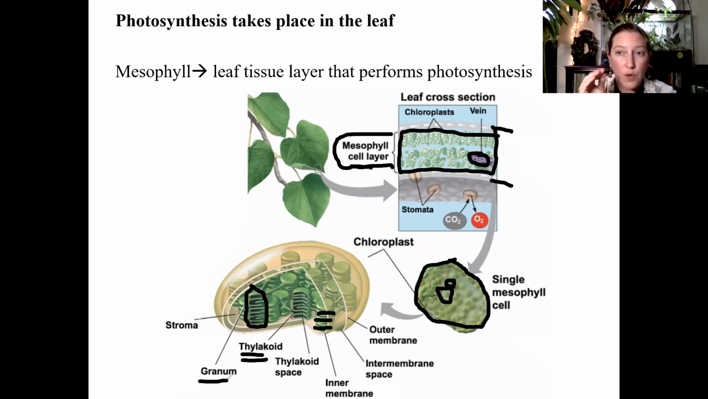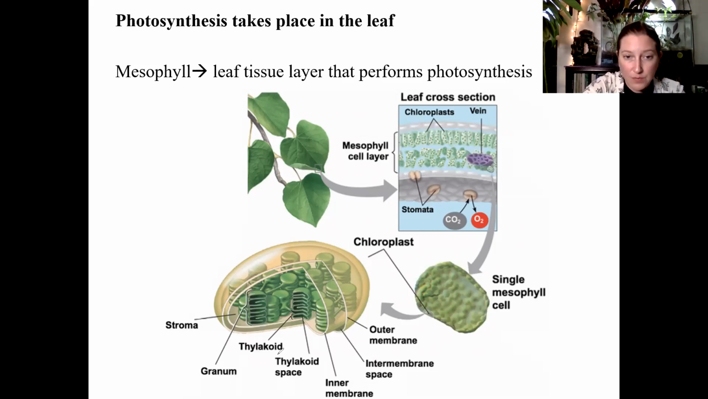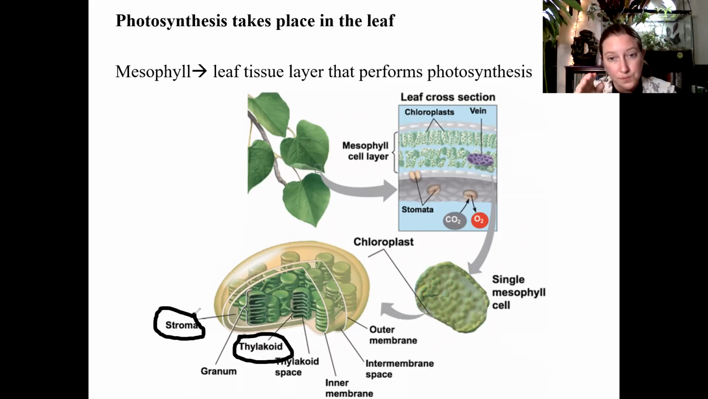All of these things are surrounded by a fluid that stays inside of the chloroplast, and that fluid is called stroma. The reason I'm pointing all this out to you is because part of photosynthesis is going to occur on the thylakoids, and part of photosynthesis is going to occur in the stroma. That's why I'm showing you where these things are.